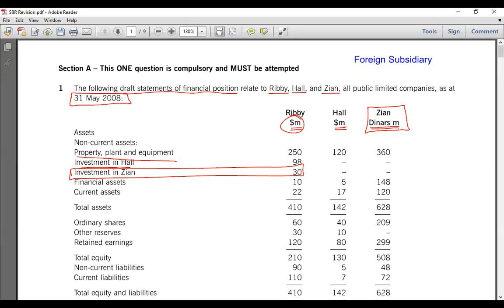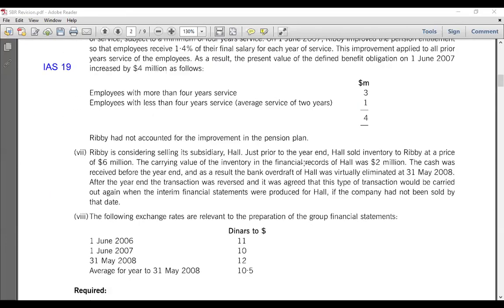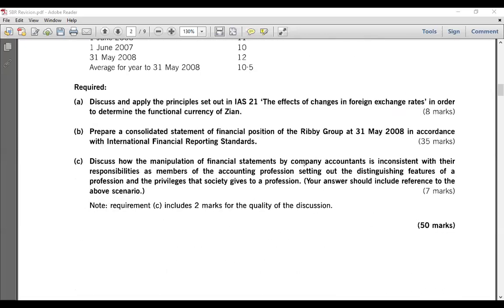Mohammed Lamin is saying, why not start with the requirement? Mohammed Lamin, actually the requirement relates to the P2 requirement, to prepare a consolidated financial position. Because this is a P2 question, the requirement is from P2's perspective. That is the reason we are not starting from the requirement, because that is what has changed in the SBR.